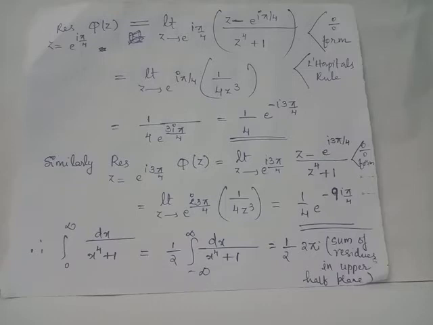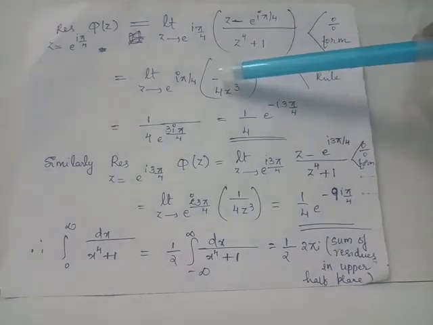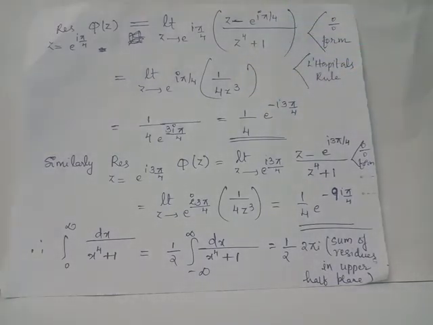The residue of phi of z at z equals e raised to i pi by 4 is obtained as the limit as z tends to e raised to i pi by 4 of (z minus e raised to i pi by 4) upon z raised to 4 plus 1. On direct application of limits, we have a 0 by 0 indeterminate form here, and hence we make use of L'Hospital's rule. The derivative of the numerator is 1 and the derivative of the denominator with respect to z is 4z cube. To this expression, we now apply the limit z tends to e raised to i pi by 4, and we get the value as 1 by 4 into e raised to negative 3 i pi by 4. Following similar steps, the residue of phi of z at z equals e raised to 3 i pi by 4 is obtained as 1 by 4 times e raised to negative 9 i pi by 4.